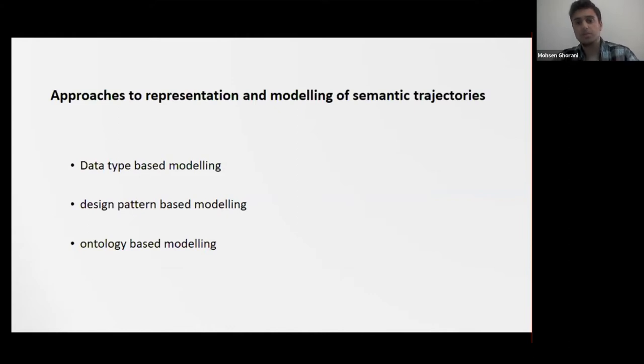We can use three approaches to the representation and modeling of semantic trajectories: data type based, design pattern based, and ontology based modeling. Data type is not sufficient to support the semantic trajectory application requirements, and design pattern based needs a database designer, which is covered in detail in the article. But an ontology based model can represent richer semantics and involve any kind of semantic annotations, and these models are naturally extensible. Therefore, this paper investigates a new ontology based model for modeling and reasoning on movement data.